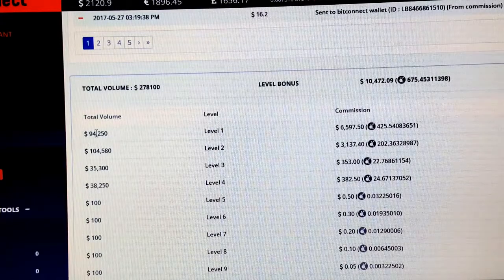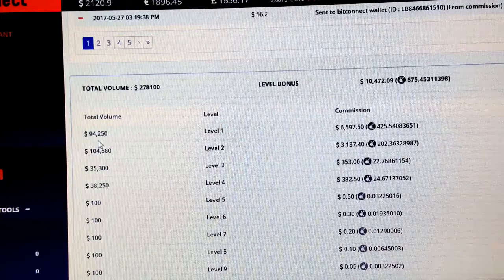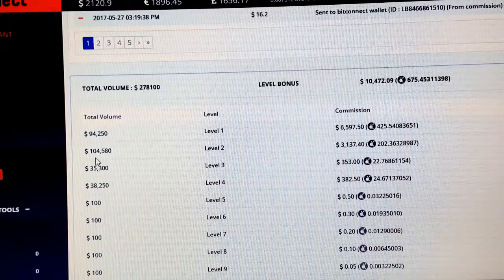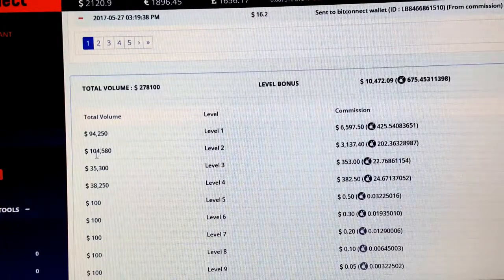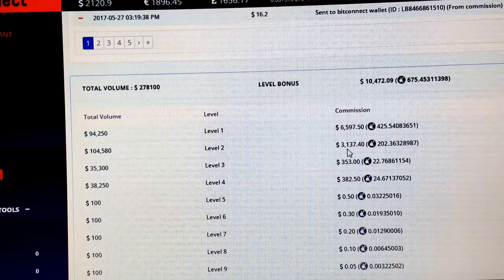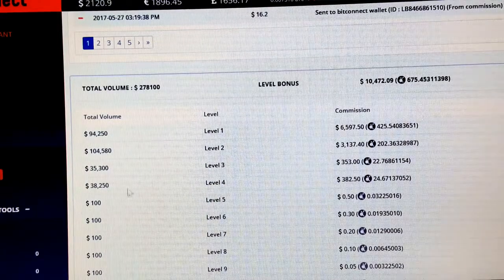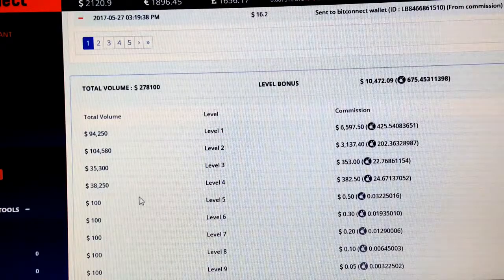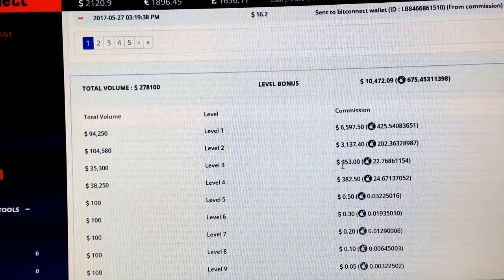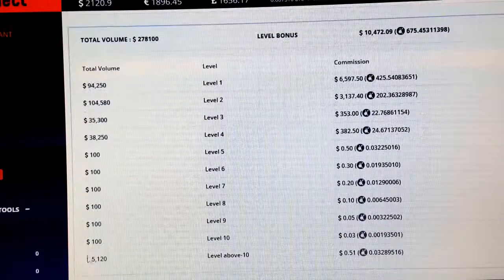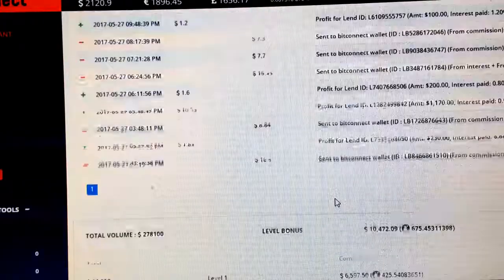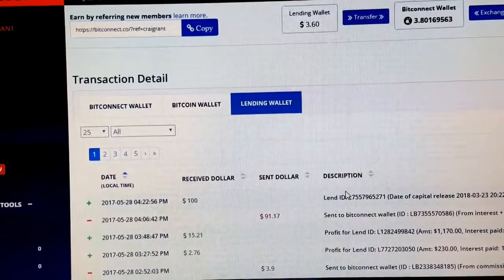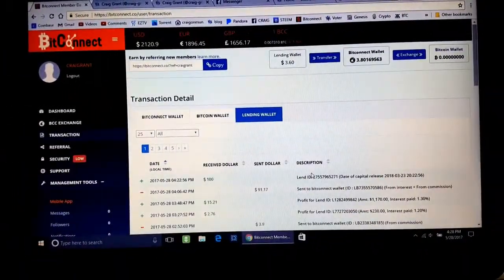So on the first level, where I earn 7%, there have been $94,000 worth of loans, and I've earned $6,500 for that. The second level, people who I referred others, there's $104,000 worth of loans. $3,000 is what I earned for that, 3%, right? And then the next level, $35,000. The next level, and the level after that, $38,000. On both those levels, I earn 1%, $353, $382. It keeps going down, but I haven't really earned much on these other levels. And that's it. The referral program is pretty simple, pretty straightforward. And you have just seen everything that you need to know about BitConnect.